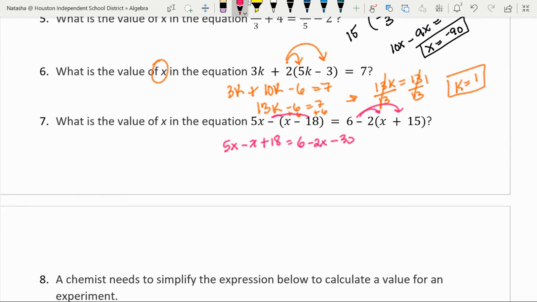Combine like terms. So this becomes 4x plus 18 is going to be equal to 6 minus 30 is going to give me negative 24. So negative 2x minus 24.